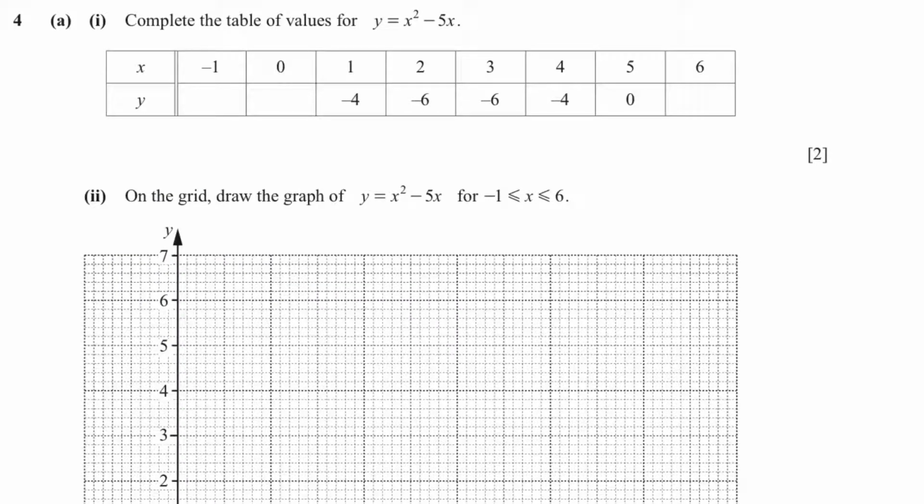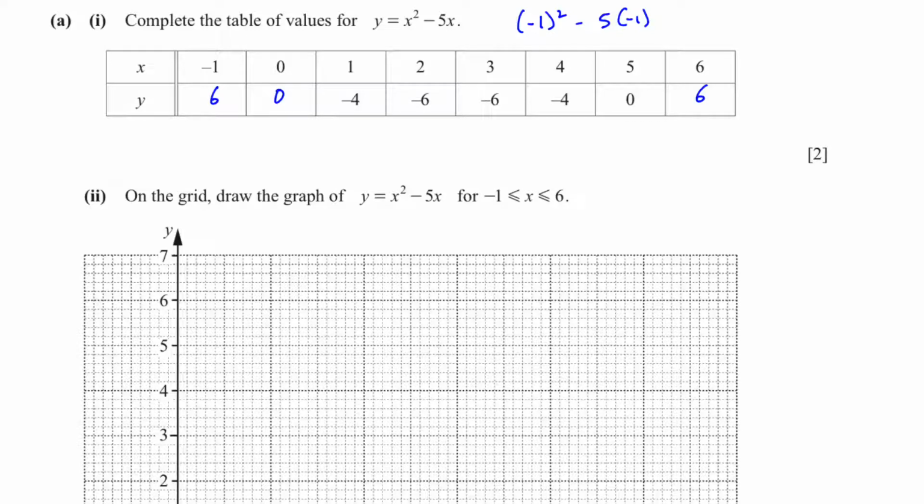Question number 4. We have to complete the table of values for y is equal to x squared minus 5x. It's a very easy question. In place of x, put -1 and you will get the y value. Just remember that when you're putting the value, put it in a bracket. So when you're substituting -1, write it like this. And then put it in the calculator. You will get 6. When x is 0, you will get 0, and when x is 6, you will get 6.